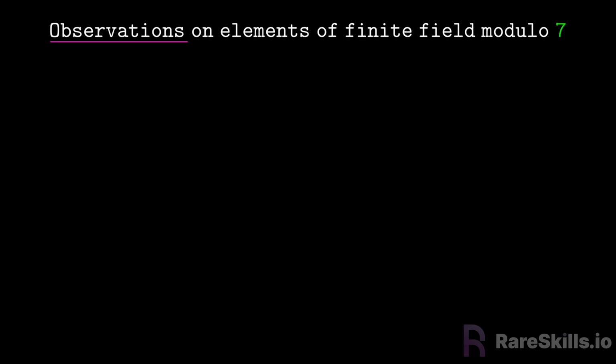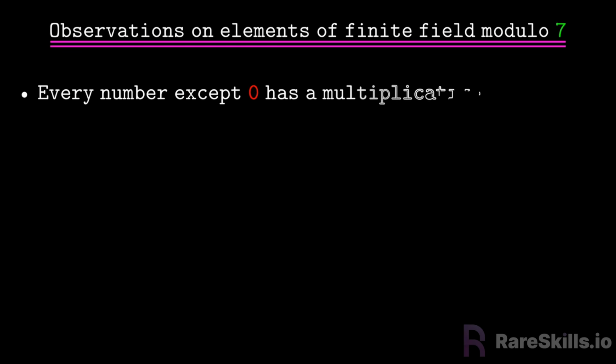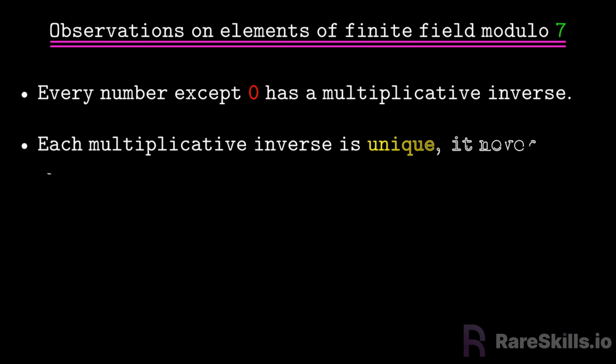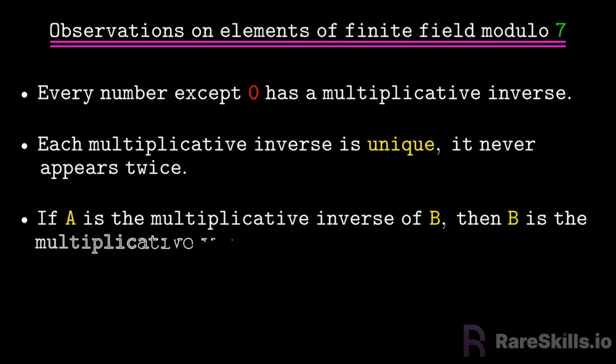Here is what we observe computing the multiplicative inverse for every element in the finite field modulo 7. Every number except 0 has a multiplicative inverse. Each multiplicative inverse is unique. It never appears twice. If A is the multiplicative inverse of B, then B is the multiplicative inverse of A.